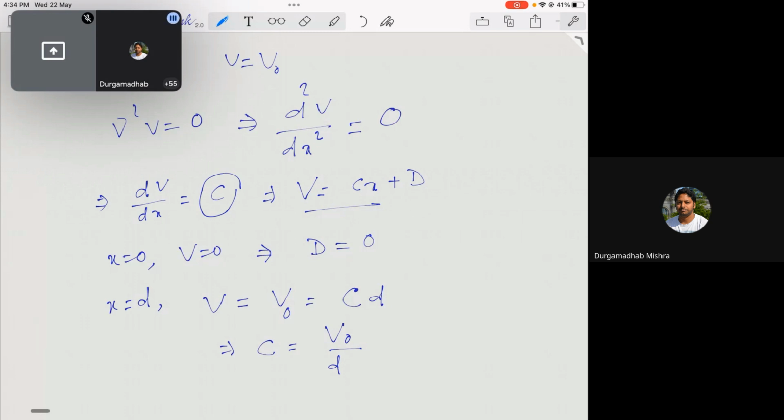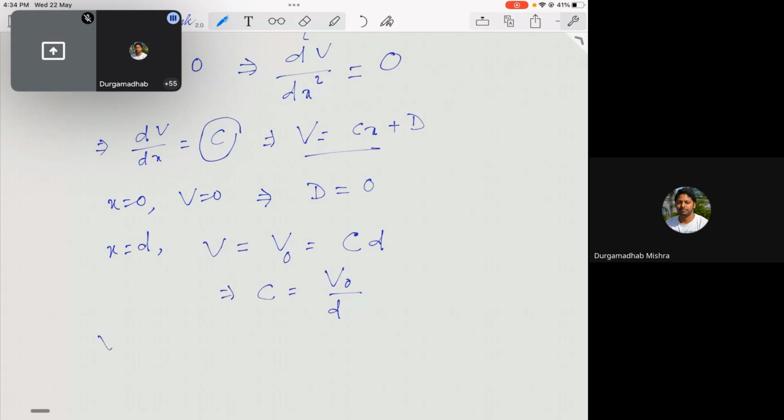Therefore, my V, now I know D will be 0 and C will be this form, so V I can now write as V0 by d times x, simply that, because D is 0. That means my potential varies as a function of x. At x equal to d, it will be V0. At x equal to 0, it will be 0. So it satisfies the boundary condition, and this is how the potential will vary as a function of x.